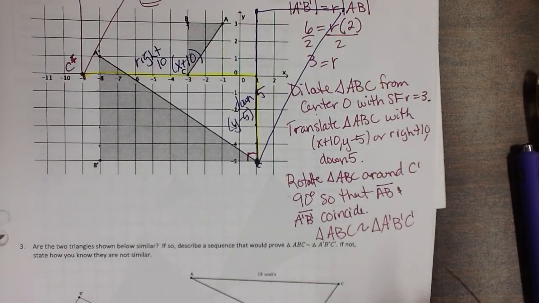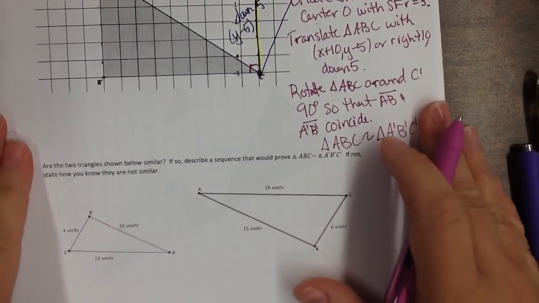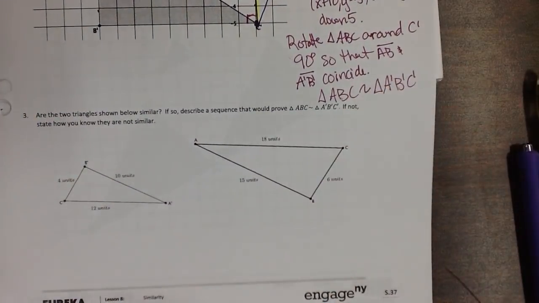Okay, are the two triangles shown below similar? If so, describe a sequence that would prove triangle ABC is similar to triangle A prime, B prime, C prime. If not, state how you know they are not similar.